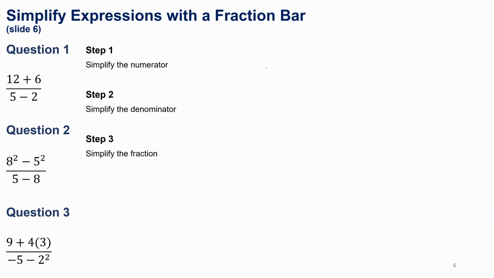The final question, question 3, we have 9 plus 4 times 3 in the numerator, and negative 5 minus positive 2 squared. So if we do what's in the numerator first, we have 9 plus 4 times 3, so 4 times 3 is 12. So I have 9 plus 12. And then in the denominator, we're going to do the square part first, which is 2 times 2, which is 4. So we get negative 5 minus 4.